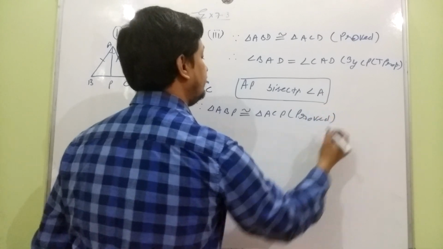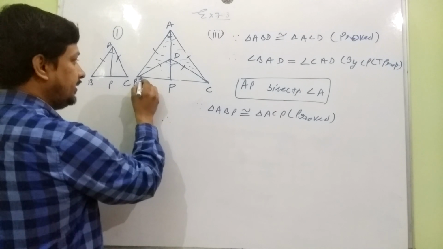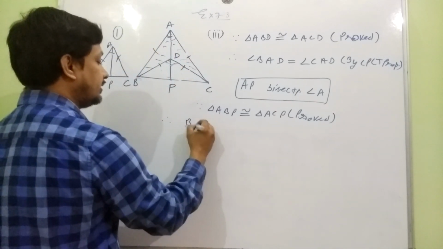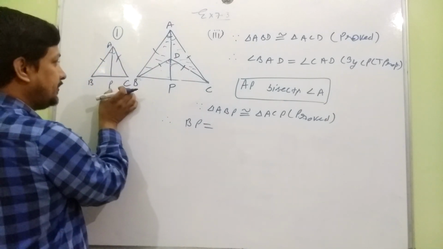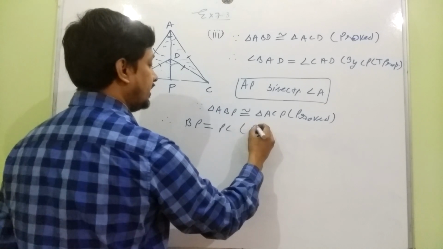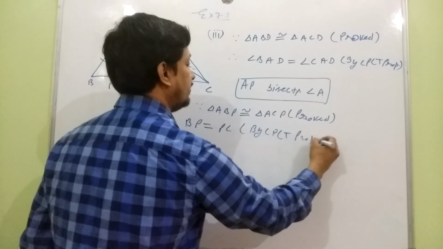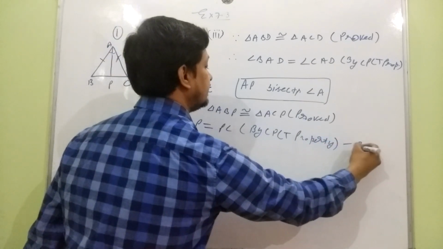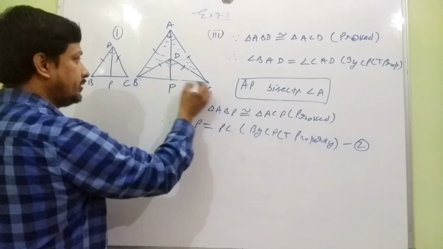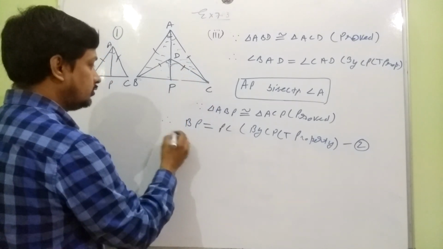So you can say BP of this whole triangle, in this triangle BP is equal to PC of this triangle PC by CPCT property. So you can consider it as equation number 2. Now we will start to prove these triangles to be congruent, because now we have sufficient things to prove this.